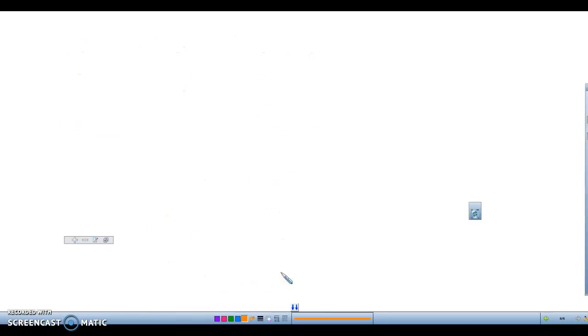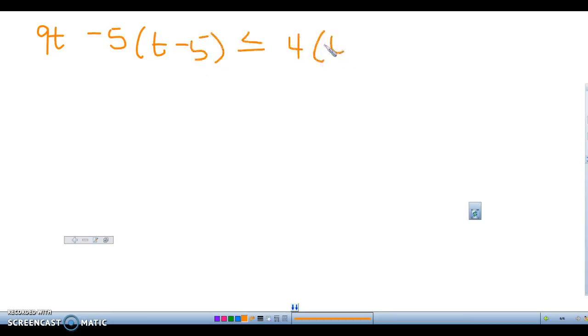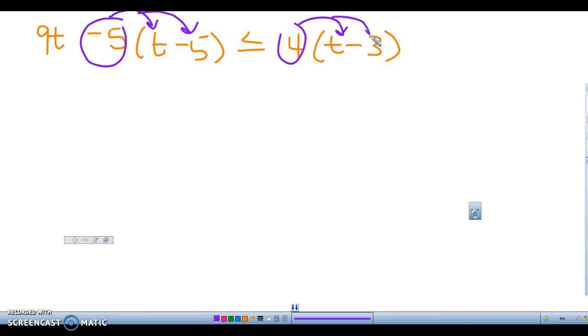Okay, just a few more examples here. This one is going to be a little bit special, and let's see why. I have 9t minus 5 times the quantity t minus 5 less than or equal to 4 times the quantity t minus 3. So we see an awful lot of the distributive property. I take this, I distribute it here and here. I take this, I distribute it here and here.